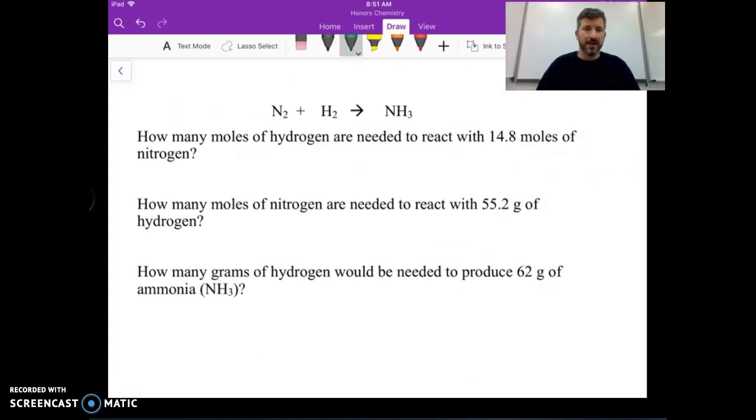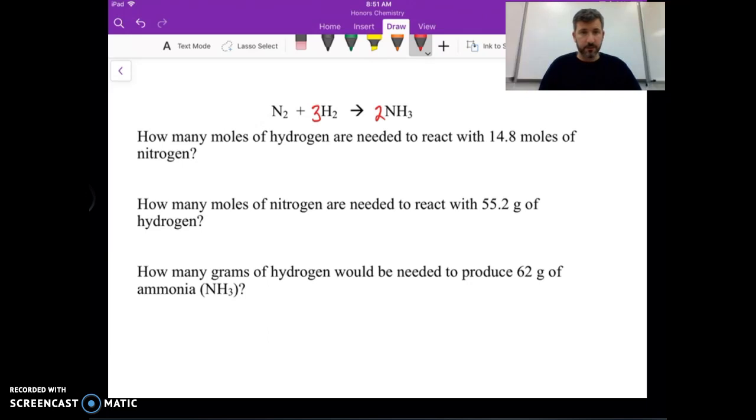Okay, for this last part, I'm going to put some practice problems up there. Get out some scratch paper and a calculator and a periodic table, and see if you can answer these questions. So first of all, balance the equation. Okay, you should have come up with a 2 in front of NH3 and a 3 in front of H2, and that does it.